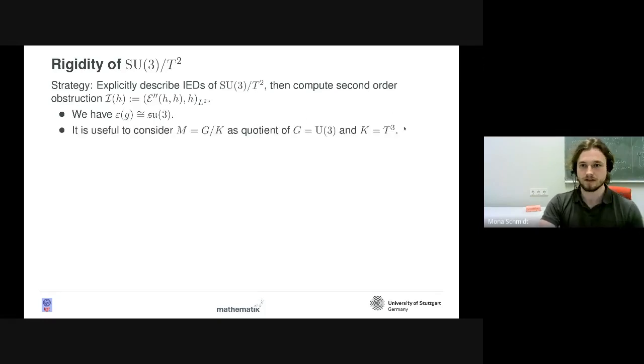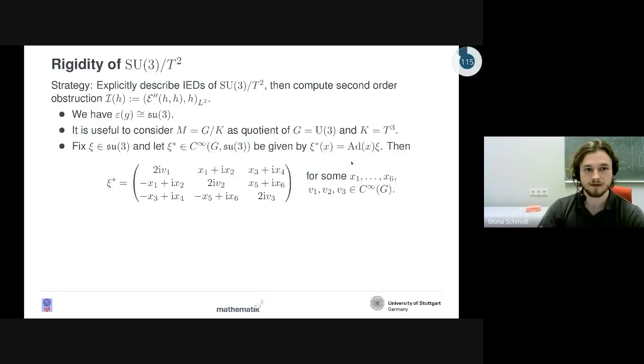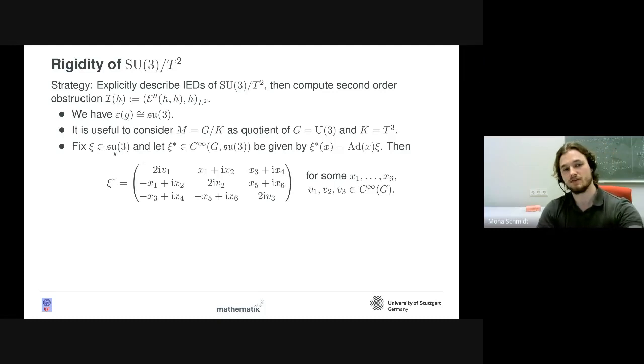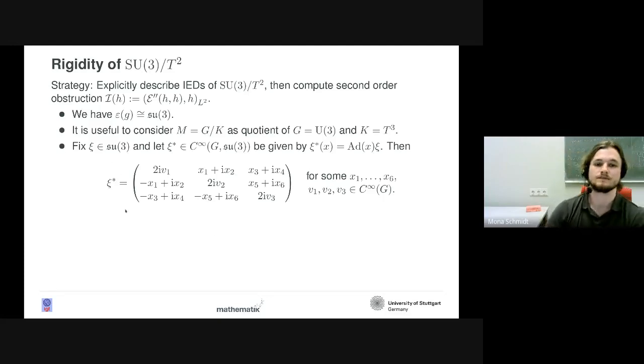Now in the following, this is just a technical thing, but it's useful to consider M as a quotient of U3 by T3. Note that U3 is not semi-simple, so we cannot take the standard metric here, but we can extend the inner product in a way that's suitable. Okay, now we take an element of SU3 and we want to describe some IED by it. So what we do is we let the adjoint representation of U3 act on Xi. This gives us some smooth function on G, with values in SU3.